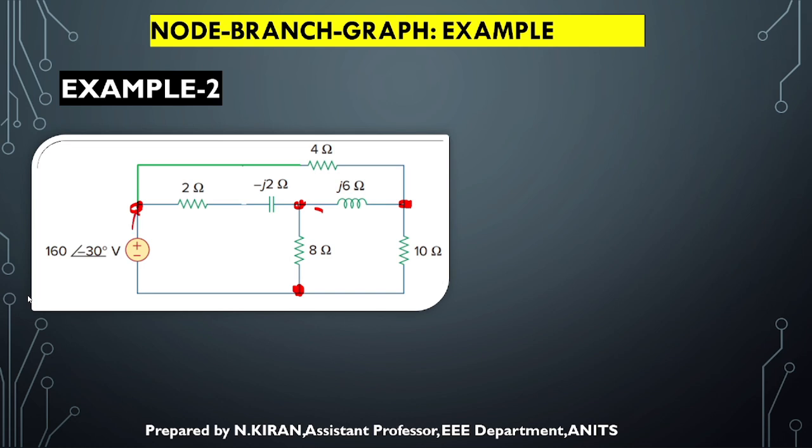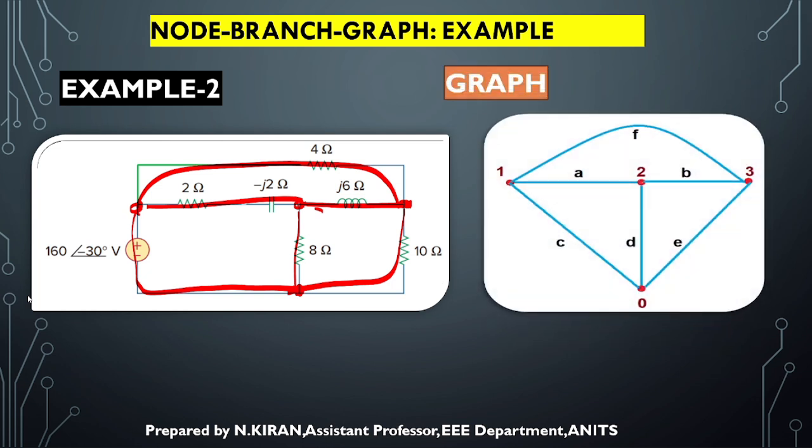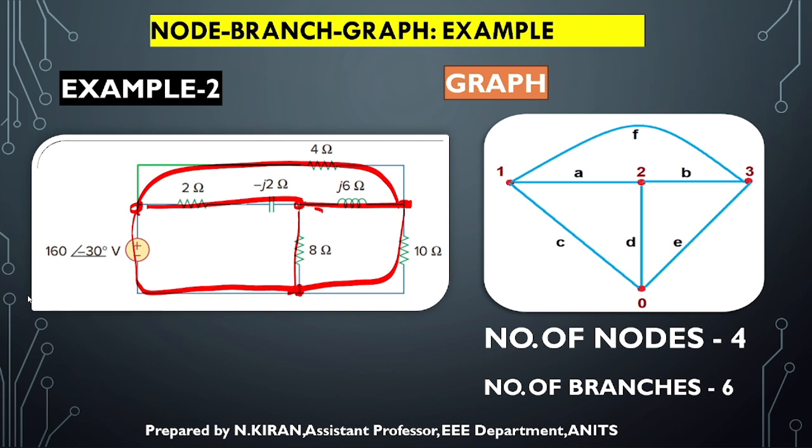Here I have a voltage source, I'll replace it by a line segment. Here this I'll replace by a line segment. This I'll replace by a line segment. One more line segment, and this is a line segment. So how many branches did I get? 1, 2, 3, 4, 5, 6 branches I have. So every element I have replaced by one line segment in the graph. Here the number of nodes is 4 and the number of branches is 6. I hope you have understood how we can obtain a graph from the given circuit.